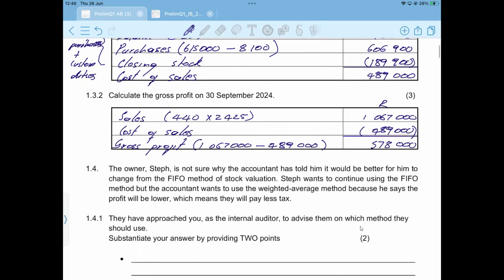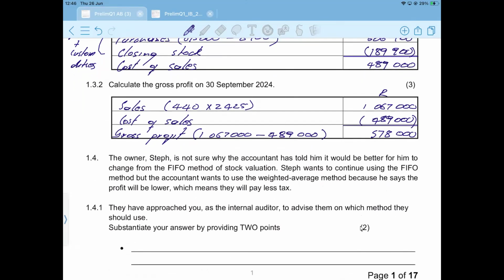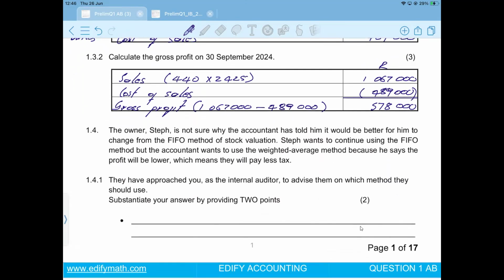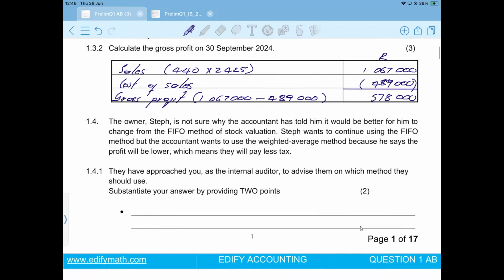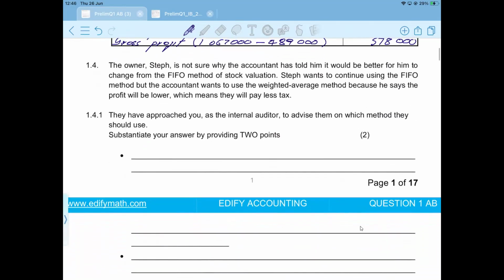That's it. Now, the owner is not sure why the accountant told him it will be better for him to change from the first in, first out method of stock valuation. He still wants to continue using first in, first out, but the accountant wants to use the weighted average method because he says the profit will be lower, which means that they will pay less tax. They have approached you as the internal auditor to advise them on which method they should use. You need to substantiate your answer by providing 2 points.